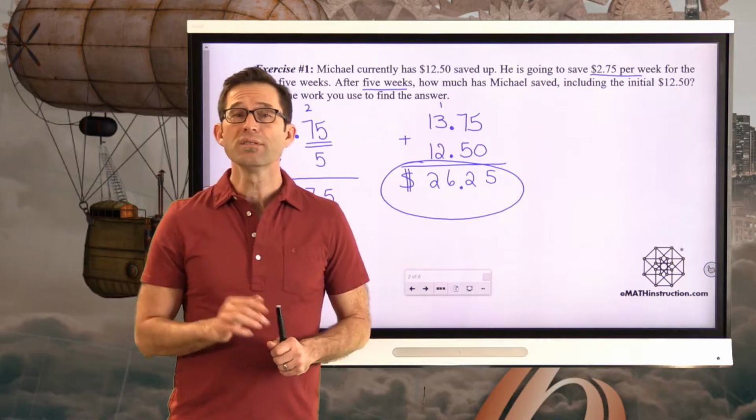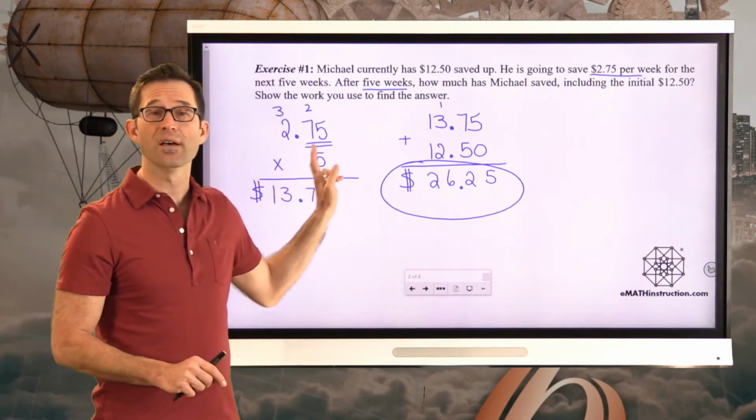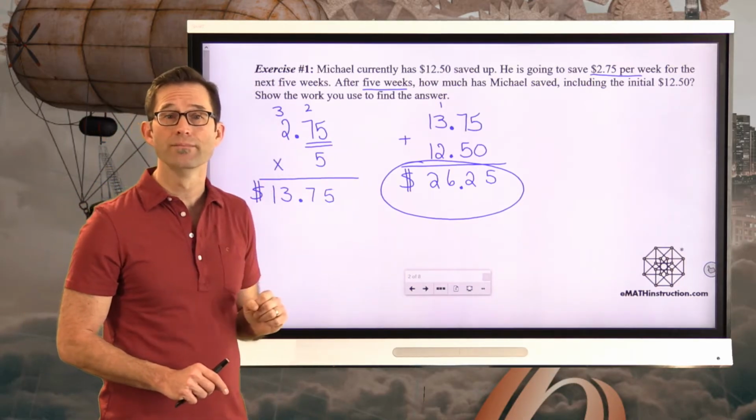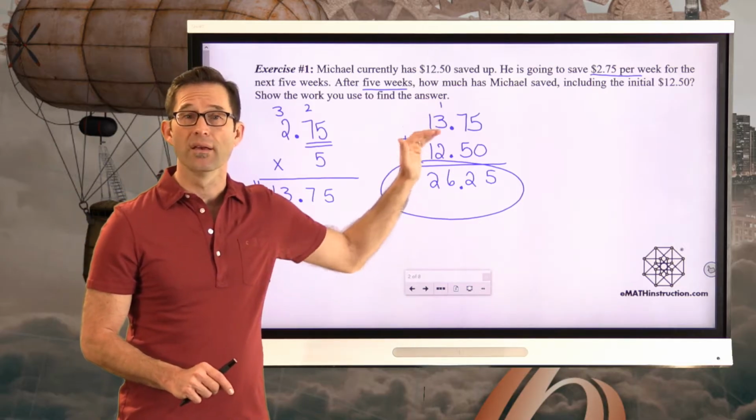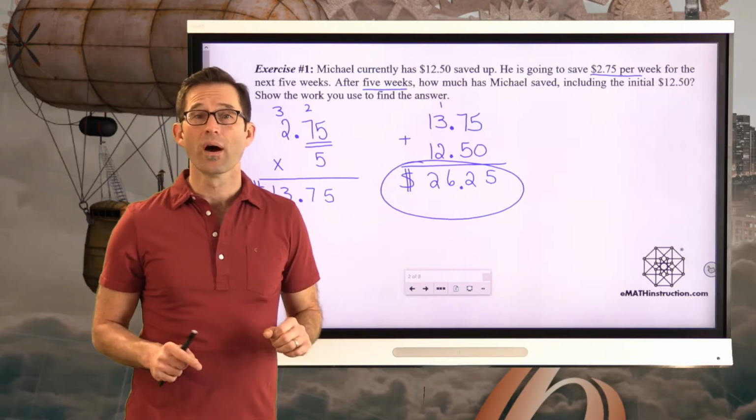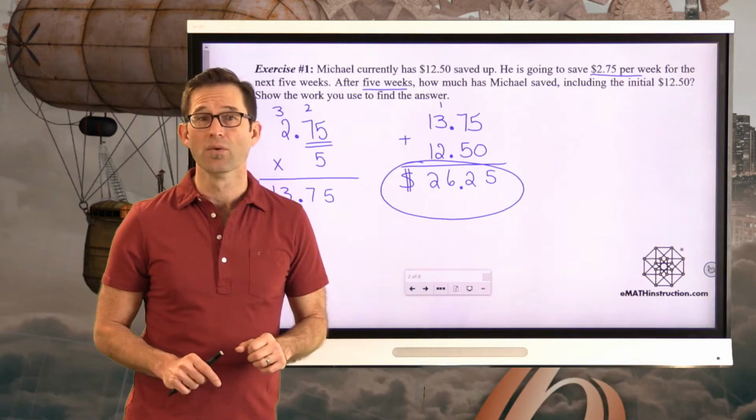Pretty easy, right? This simply was all about taking a decimal quantity and multiplying it by a whole number, and then adding decimal quantities. Let's keep moving on and see what other operations we might end up having to do with decimals.